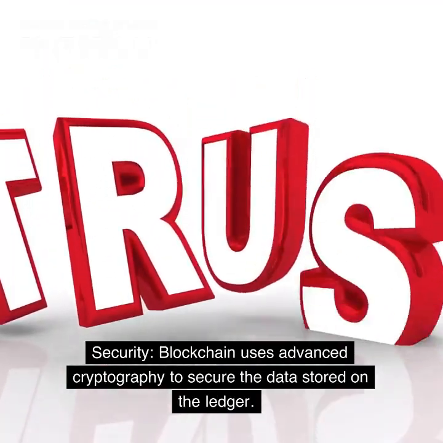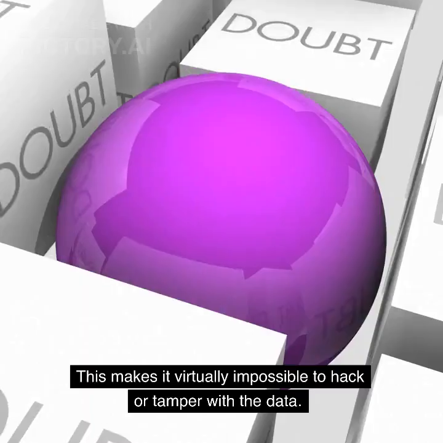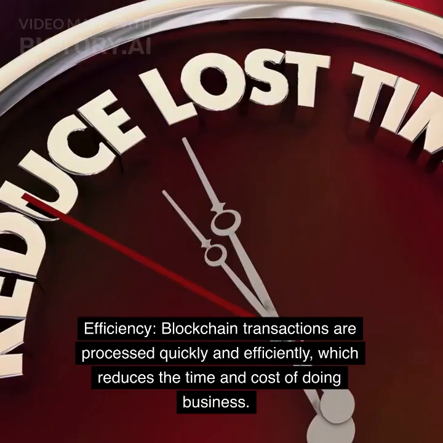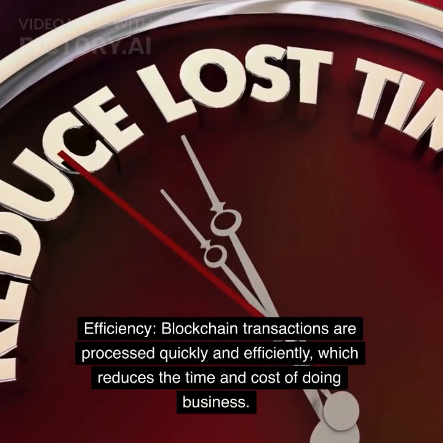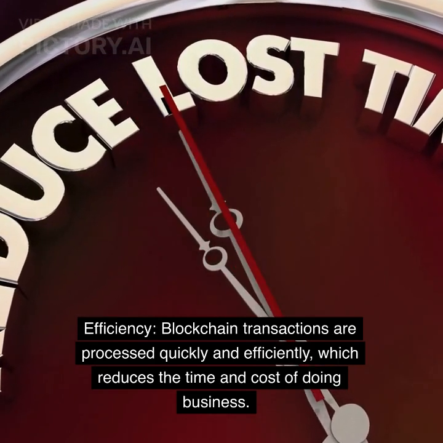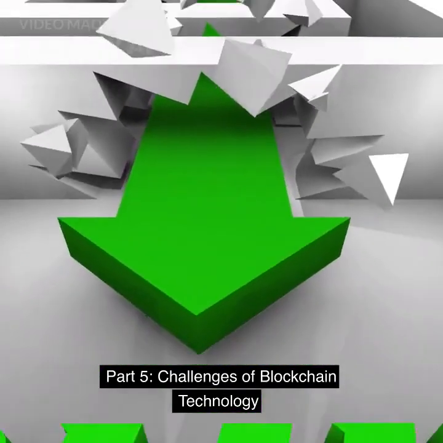Security. Blockchain uses advanced cryptography to secure the data stored on the ledger. This makes it virtually impossible to hack or tamper with the data. Efficiency. Blockchain transactions are processed quickly and efficiently, which reduces the time and cost of doing business. Part 5. Challenges of blockchain technology.